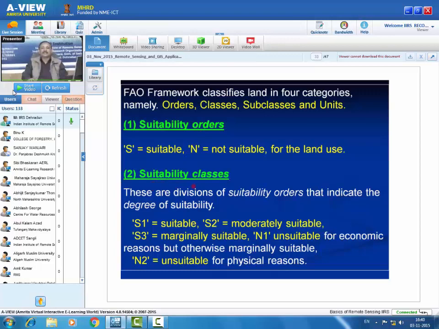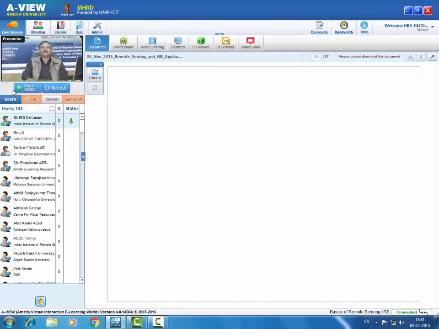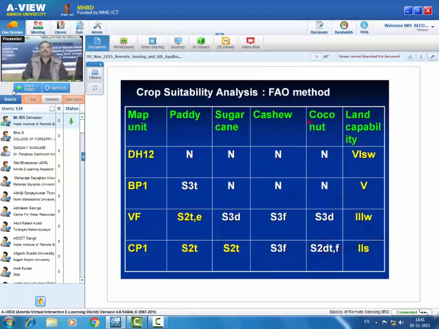Then we have the suitability classes: if it is suitable, S1 is most suitable, S2 moderately suitable, S3 marginally suitable, and N unsuitable. So we have the criteria for all types of suitability, and we match them one by one to see which suitability it comes under. Then we decide which suitability class each map unit or landscape unit falls in. We can do this for various crops.